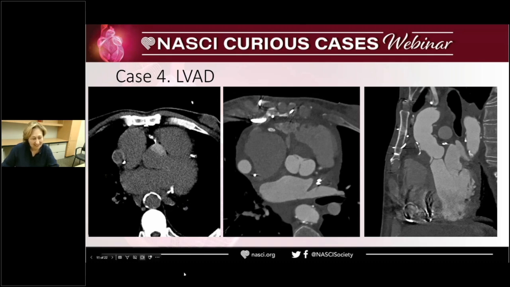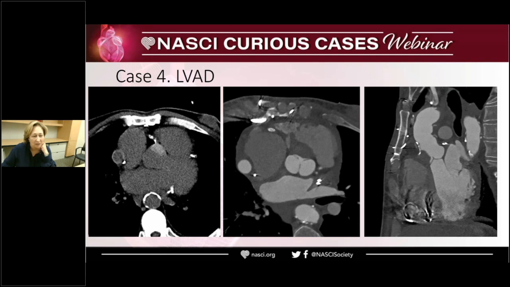Hey, this is Ty. On the image on the right, it looks like there's a kind of filling defect at the anastomosis site of the outflow cannula and the ascending aorta. The left image and the middle image, I'm not too sure, but there's definitely something abnormal on the right image.